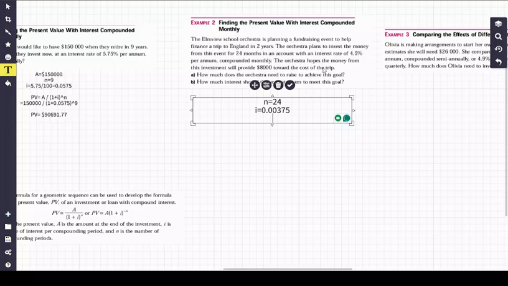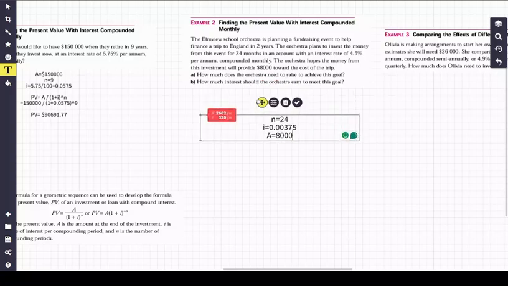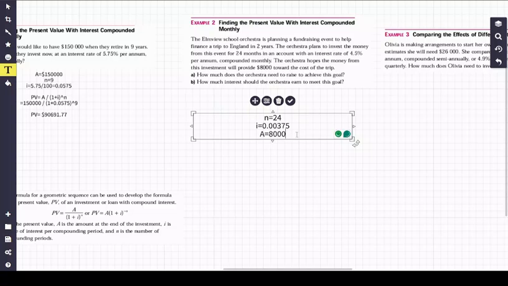So the orchestra hopes to provide $8,000. So how much does the orchestra need to raise to achieve this goal? Okay, so the orchestra needs to raise. Let's go ahead and find out the PV.